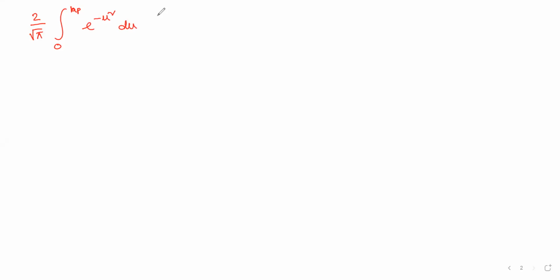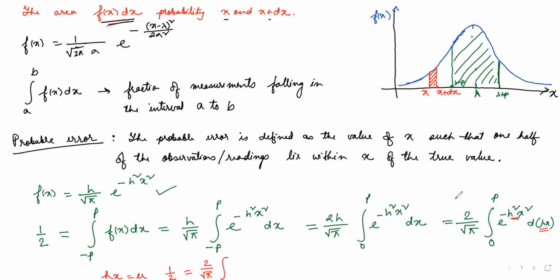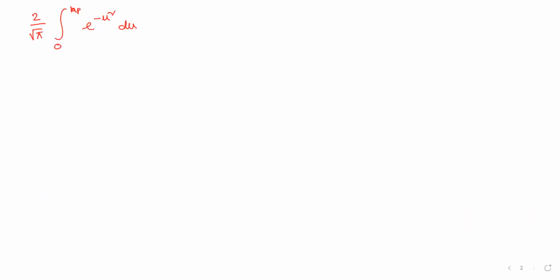Okay, fine. So the earlier integration which we had reduces to this new expression. What is this new expression? We already know that this is the probability that when we perform a measurement, the value of the measurement lies between minus p and plus p. And according to the definition of probable error, this would be equal to half.